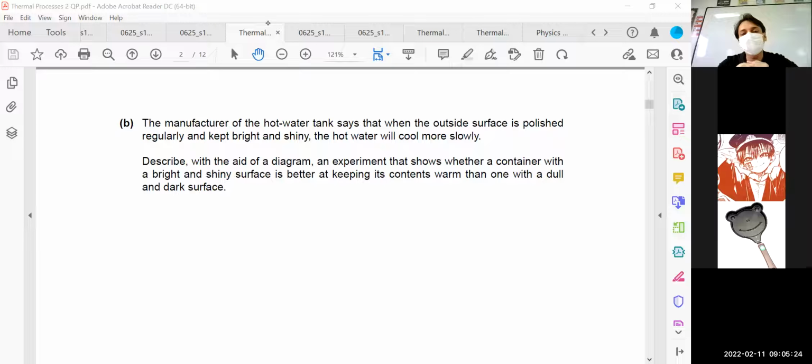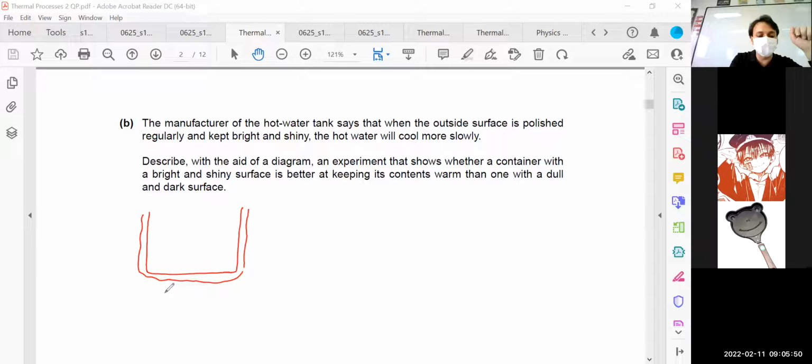Now what you can do actually, children, suppose this is that container, a copper container, and in one of the experiments they said it is regularly polished with a shiny surface. Hot water is there, and we can measure the temperature. We can put a thermometer, and we can notice how the heat is losing when the sides are shiny as well.